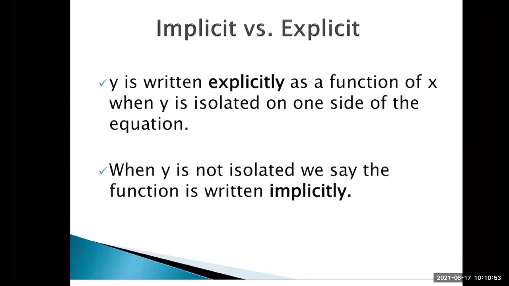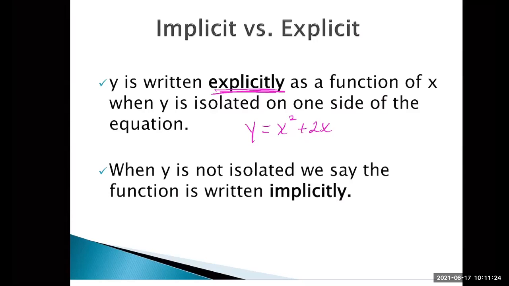Until now in our class, and most of the functions that you've probably seen in other classes have been written explicitly. A function is written explicitly if you can isolate y. So if I have y equals x squared plus 2x, for instance, notice that I can isolate y. That's what we mean when we say that the function is written explicitly, y as a function of x. When y is not isolated, the function is written implicitly.